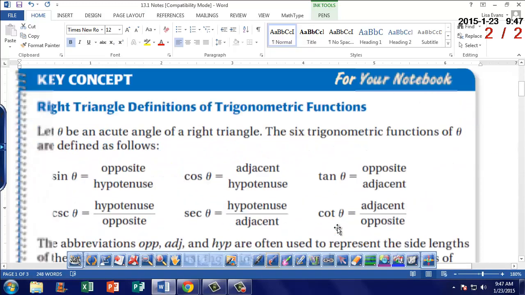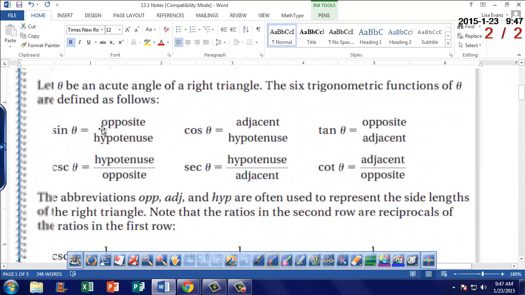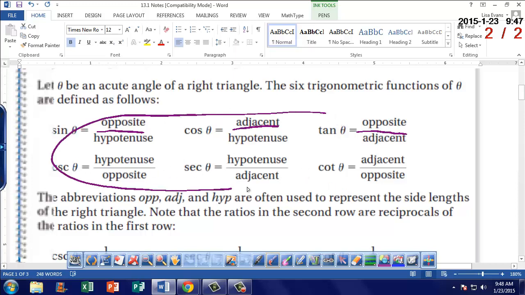If we take a look at this chart below, you do need to know that sine is opposite over hypotenuse, cosine is adjacent over hypotenuse, tangent is opposite over adjacent, and here we have the reciprocals, which I just talked about. So you will need to know these.